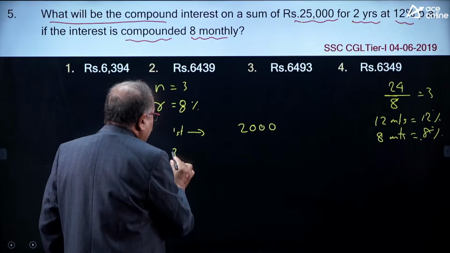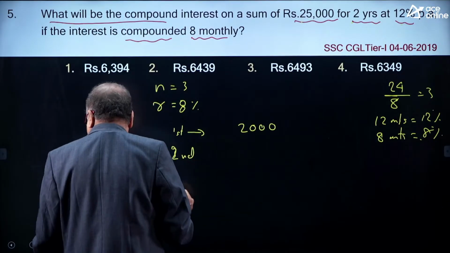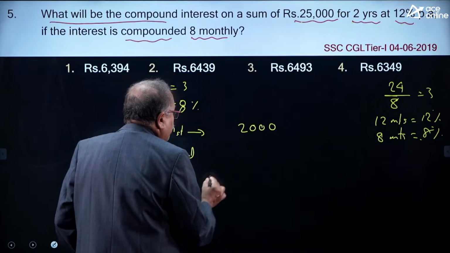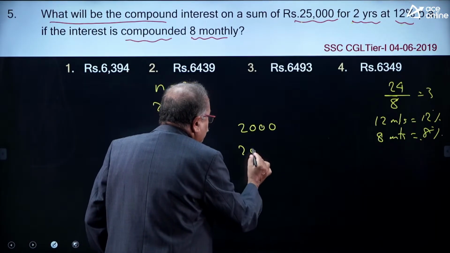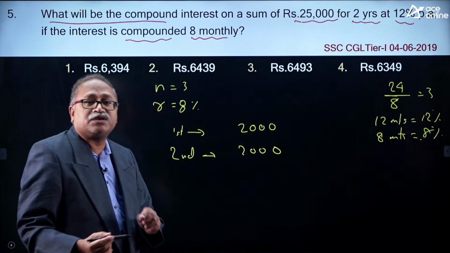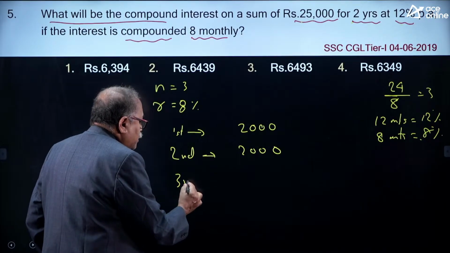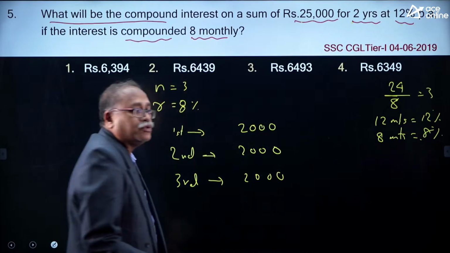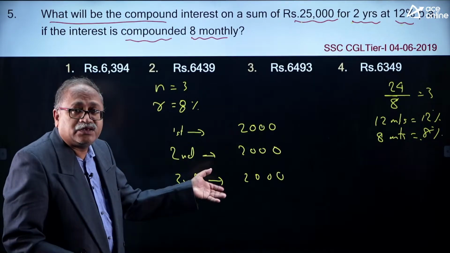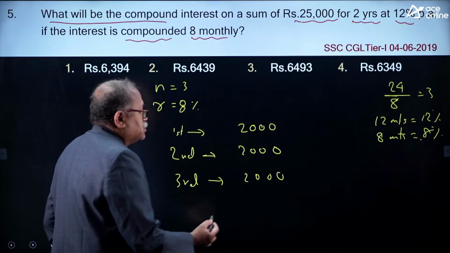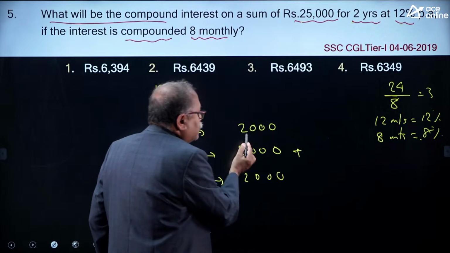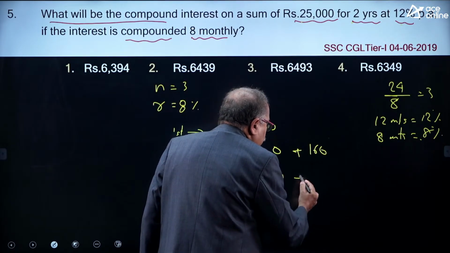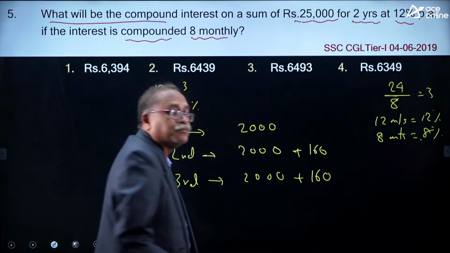For second year, please avoid me overwriting. For second year, it is also 2,000 interest on principal. For third year, the interest on principal will also be 2,000. Third 8 months, not third year, third 8 months. So here I will take the 8% of this 2,000, which comes 160, and here also 160.